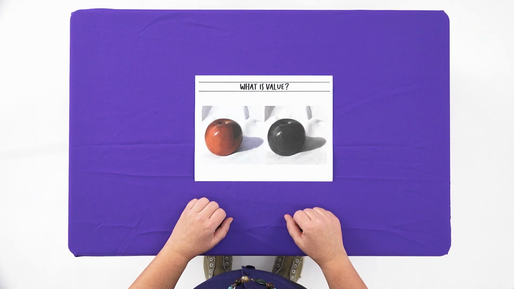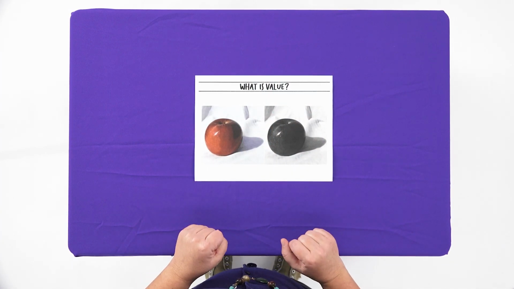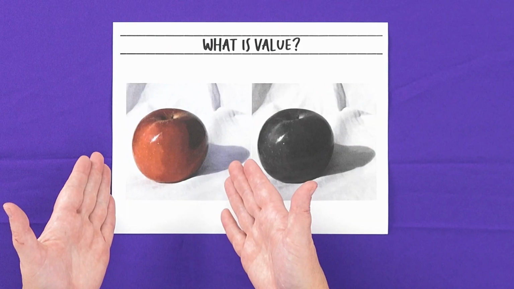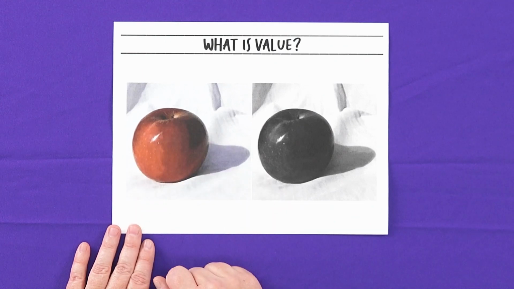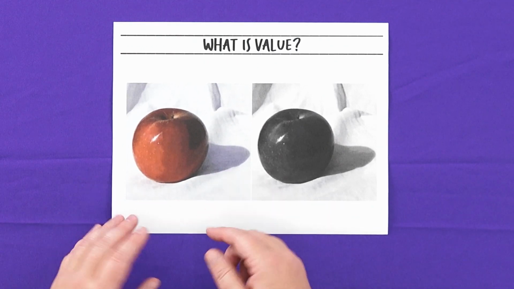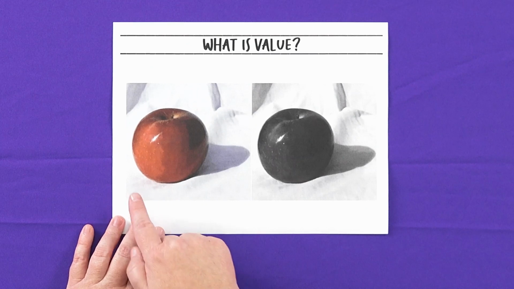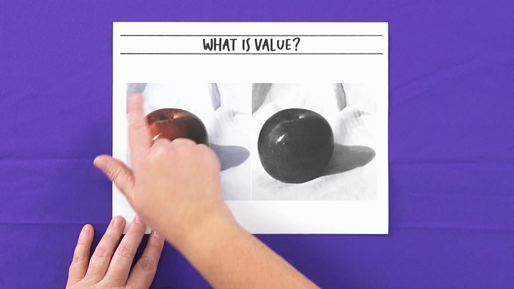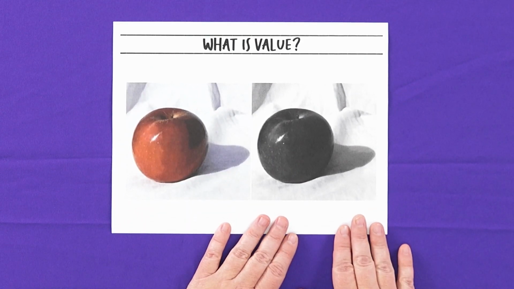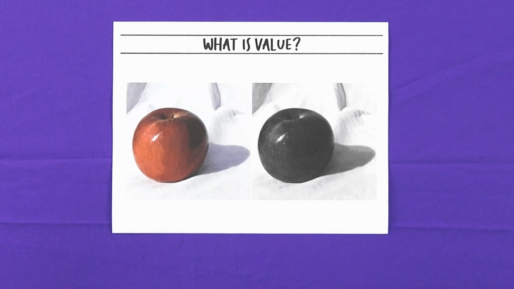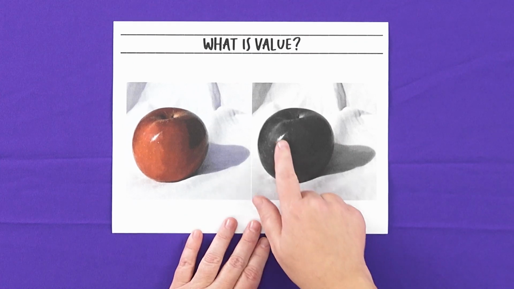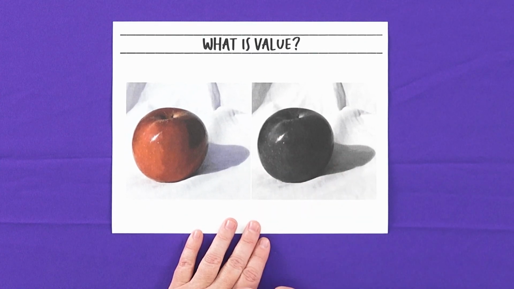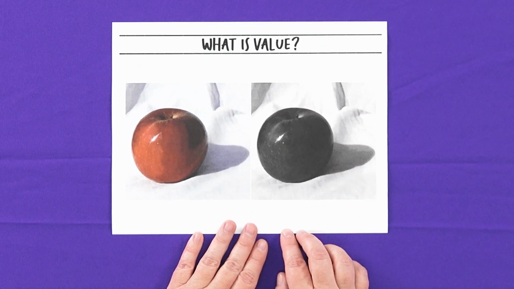So, what is value? Value describes the lightness or darkness of a color. Here you can see dark reds, light reds, and reds in between, as well as a range of value in the whites, from really bright whites to some darker grays. In the black and white version of the red apple, it is easier to see the value range as it has greater contrast: white, blacks, light grays, dark grays.